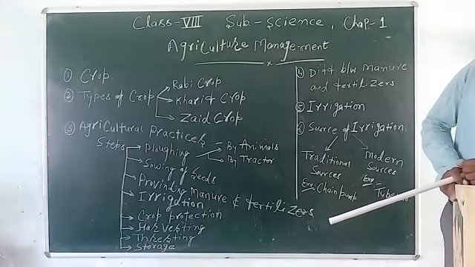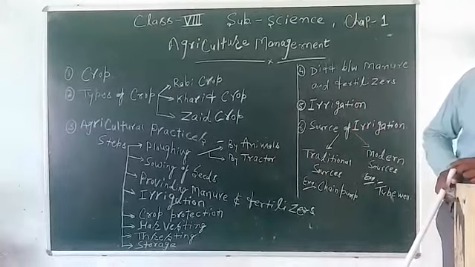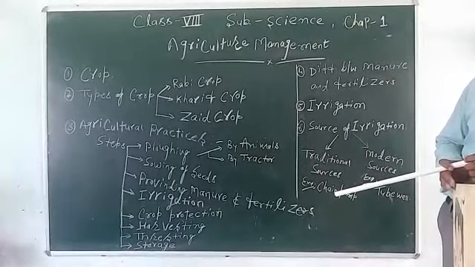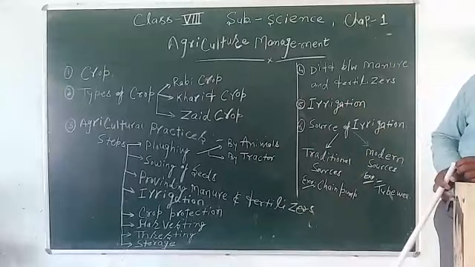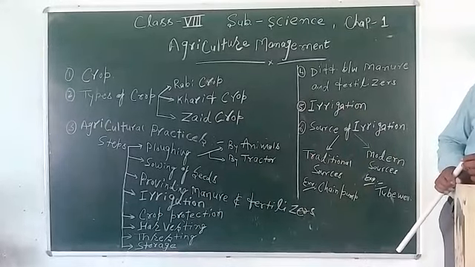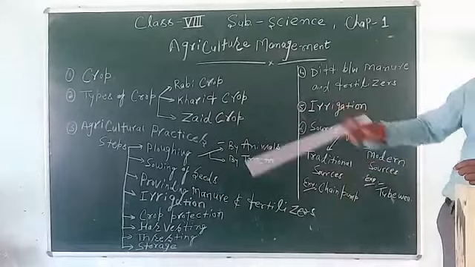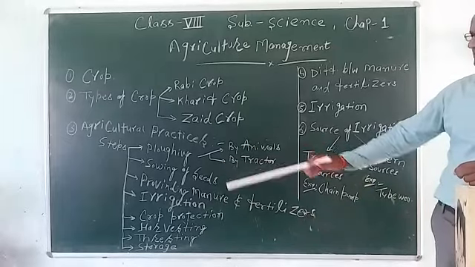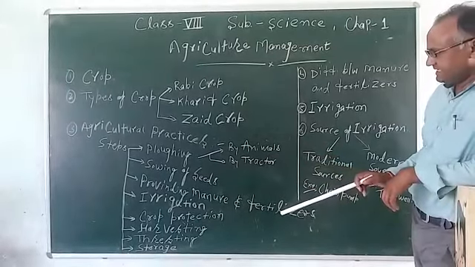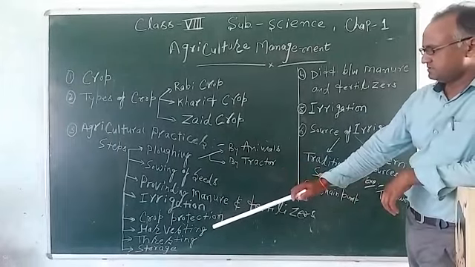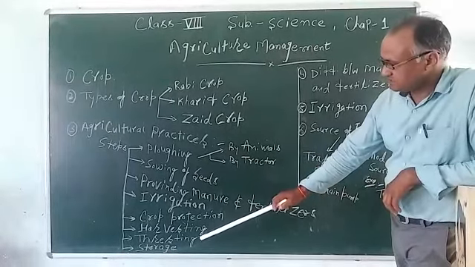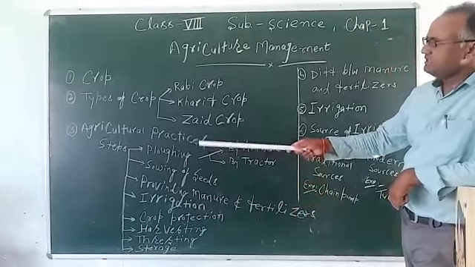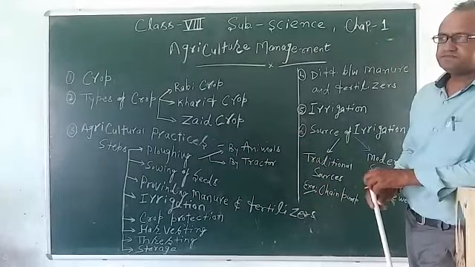Then they are grown in a field, which is known as the agriculture field. Okay. So in the third point we study about agriculture practices. Agriculture practices include some steps. First is planting. Secondly is sowing of the seed. Then providing manure and fertilizers, irrigation, crop protection, harvesting, and the last one is storage. So these are the agricultural practices.